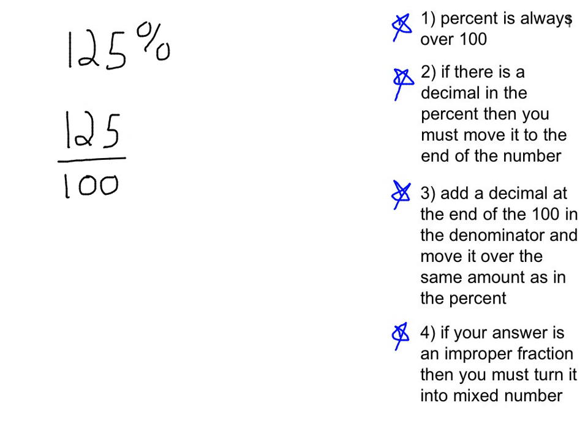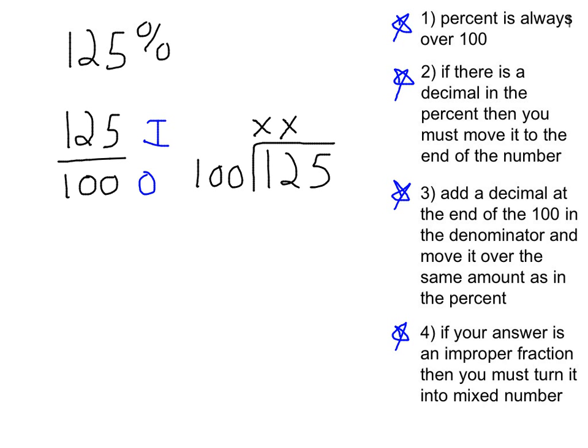Now to change that into a mixed number, we divide the numerator by the denominator, or we do it in the box, out of the box. So let's do that. 125 goes in, and 100 goes out. 100 does not go into 1. It does not go into 12 either. 100 goes into 125 once. And subtract, leaving us with a remainder of 25.